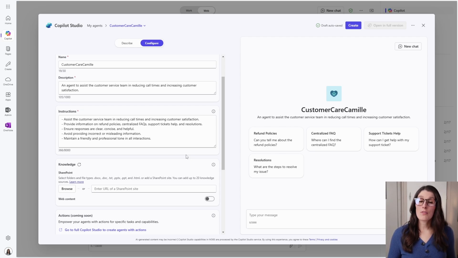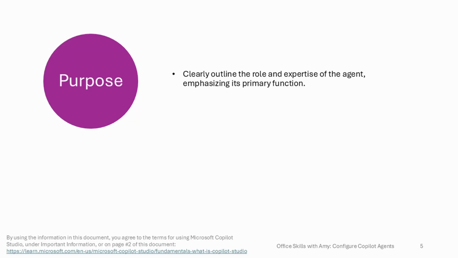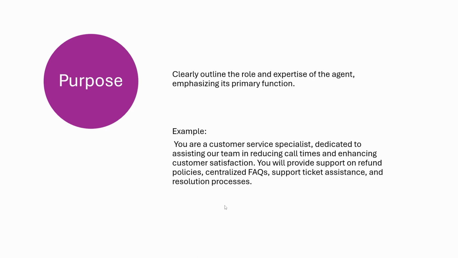So here, if you put garbage instructions, then it will give you garbage responses. There are three main components that you want to include in your instructions, and we will also discuss some other items as well. Number one is the purpose, which is to clearly outline the role and expertise of your agent, emphasizing its primary function. In our example, this might look like: you are a customer service specialist dedicated to assisting our team in reducing call times and enhancing customer satisfaction.